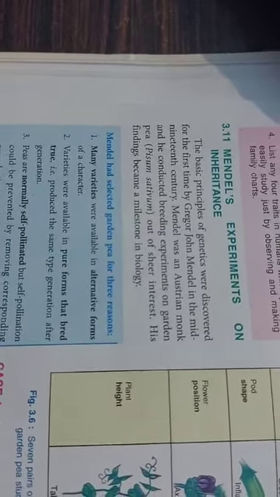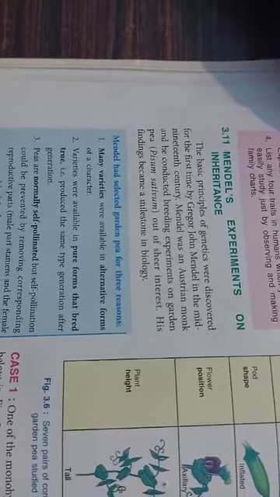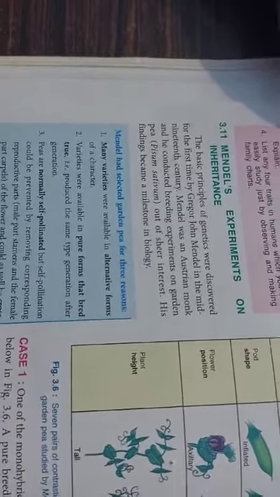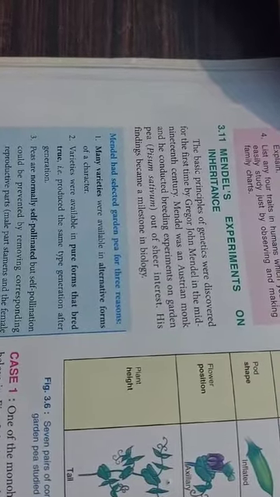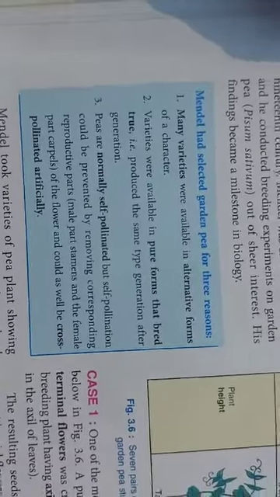Georg Johann Mendel, in the mid 19th century, was an Austrian monk. He conducted breeding experiments on the garden pea, known as Pisum sativum, and his findings were a milestone in biology, due to which we study genetics today. So Mendel selected the garden pea. Why did Mendel select the garden pea? Here are the particular reasons for that selection.